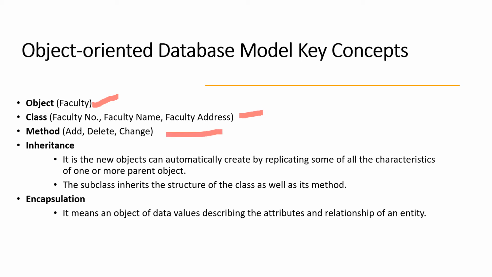How about the method? If we say method, this is an action defined for an object. The message is the request to execute the method, and the whole process is similar to calling a subroutine in standard programming. An example of the method is add, delete, change in the object faculty with the class faculty number, faculty name, and faculty address.